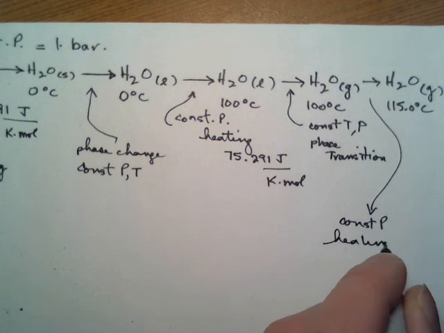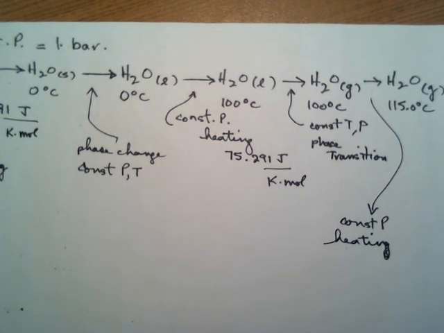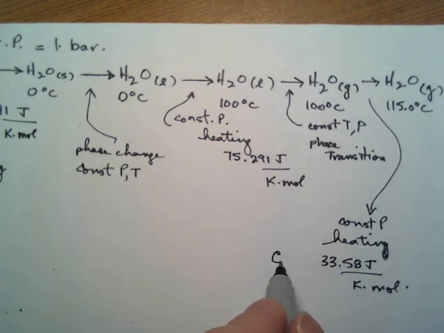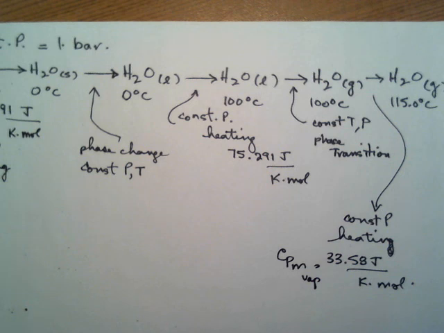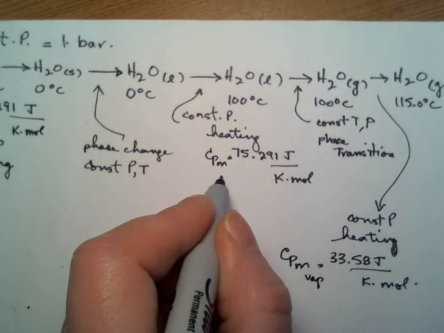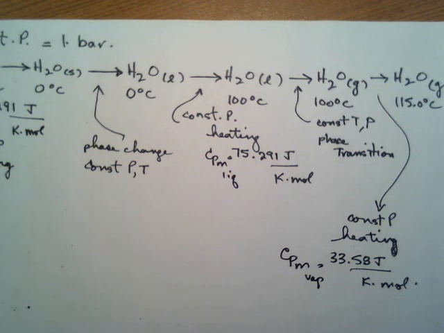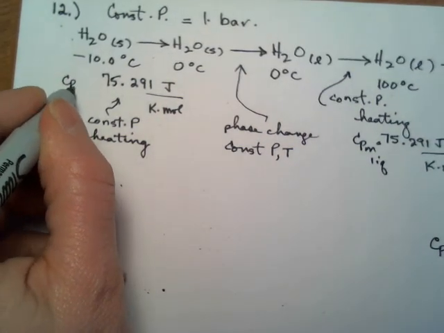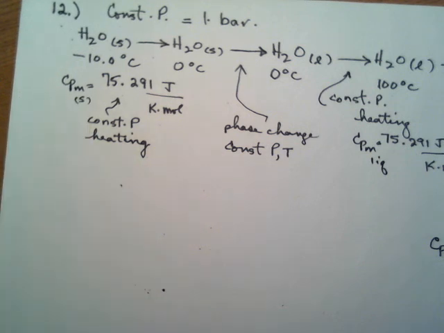This time of the vapor. Different heat capacity, 33.58 joule per K mole. And that is the molar heat capacity of the vapor. Whereas this one was the molar heat capacity of the liquid. And I'm instructed to use this as the molar heat capacity of the solid.